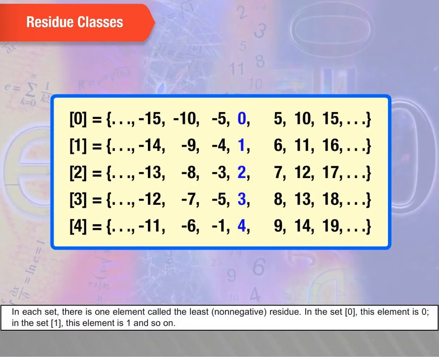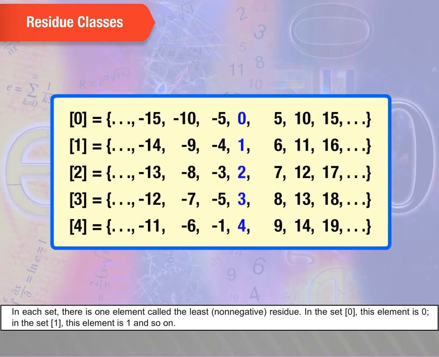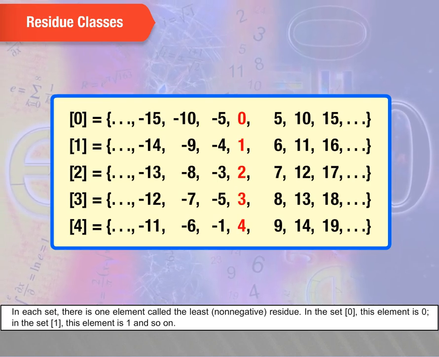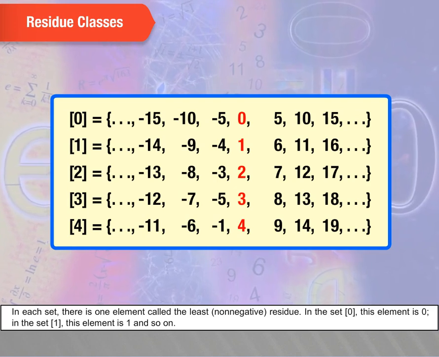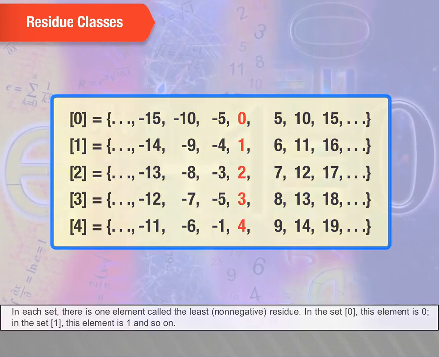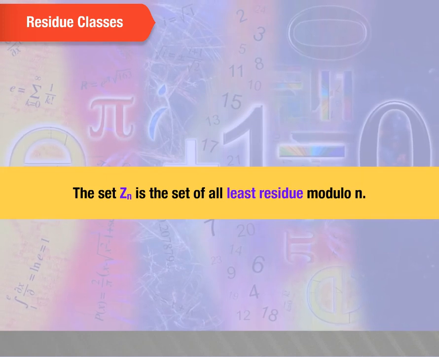In each set, there is only one element called the least non-negative residue. In the set 0, this element is 0. In the set 1, this element is 1, and so on. The set Zn is the set of all least residues modulo n.